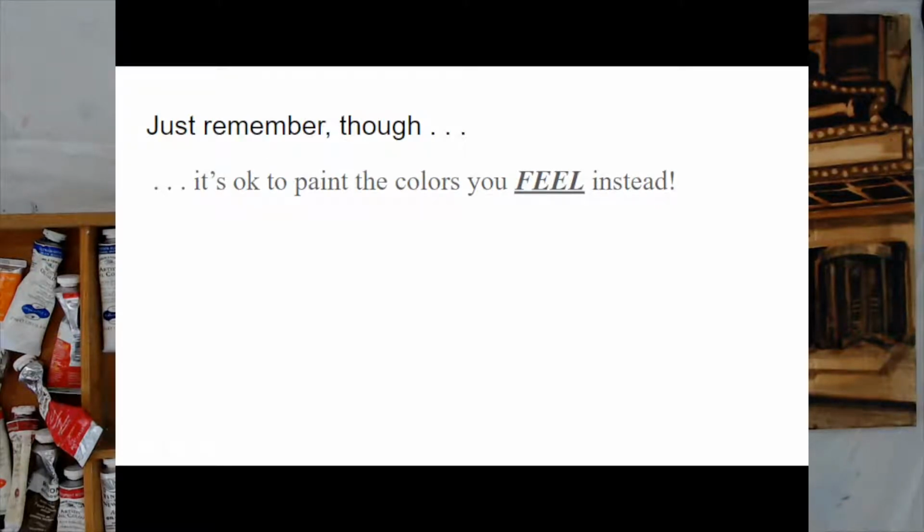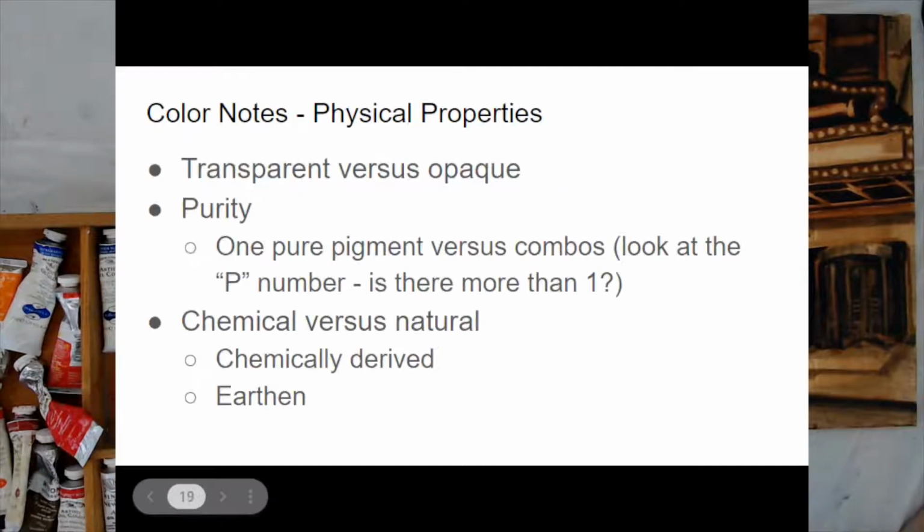In addition to the pigment, you can use what you know about color theory and color schemes to create something that has even more impact. And you can also exaggerate the colors that you see based on the way you felt about the particular subject you're painting. So there are other physical properties of paint: transparent versus opaque.